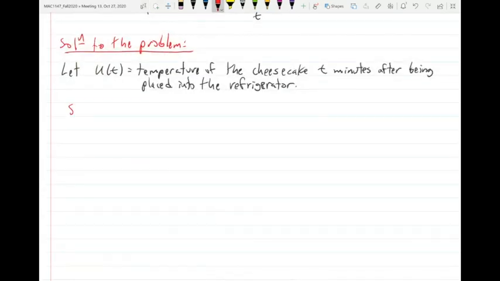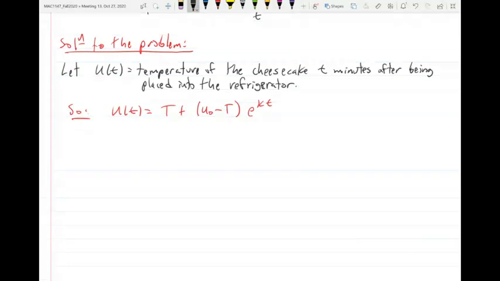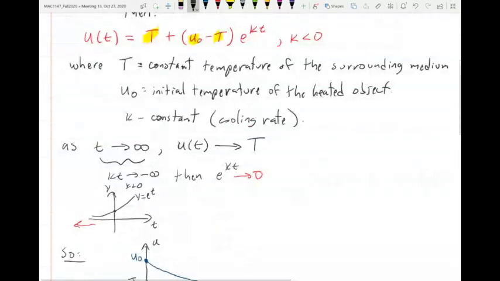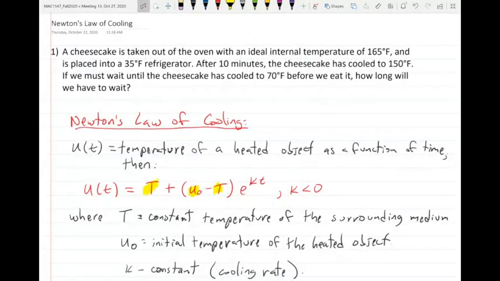formula, right? So U of t is going to be equal to capital T plus U0 minus capital T times e to the kt, where, let's see, what would be capital T in this case? You can tell me, what's capital T? Read the problem. We need to take into account the medium.